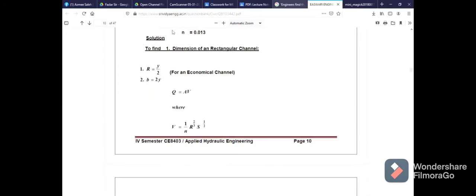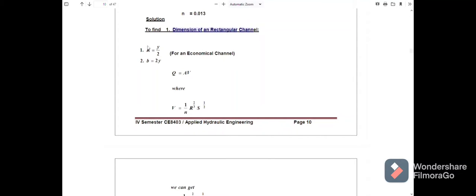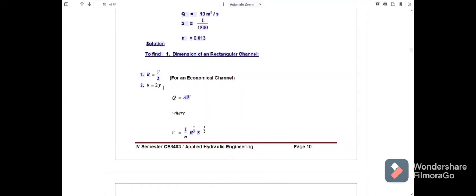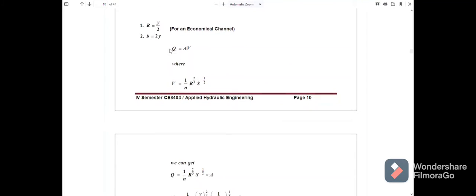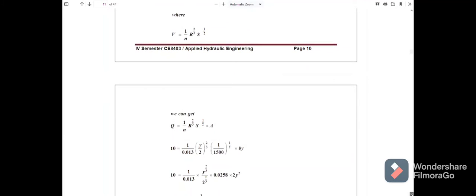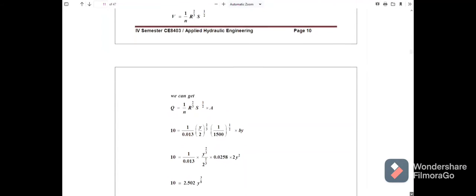Dimension of a rectangular channel: R equals y by 2 is always the same. b equals 2y. Q equals AV. Q means flow rate, A means area, V means velocity of fluid. Given that n equals 0.013. V equals 1 by n, R to the power 2/3, S to the power half. This is important for flow rate distribution. We can easily find the flow rate using this formula.